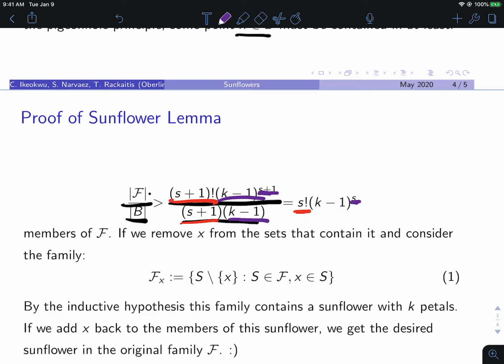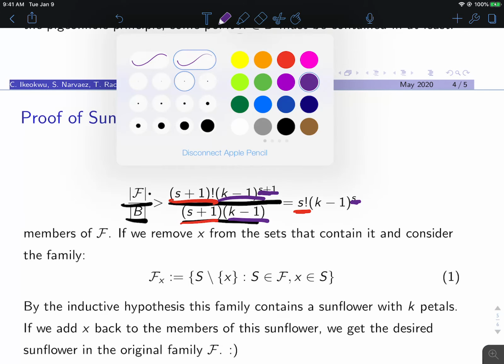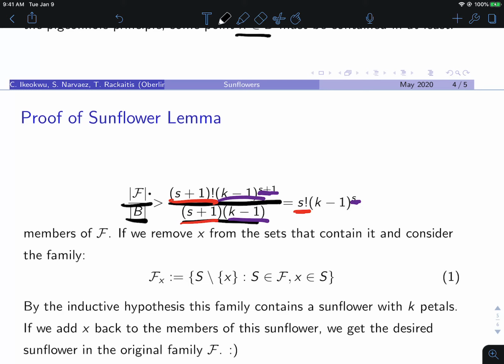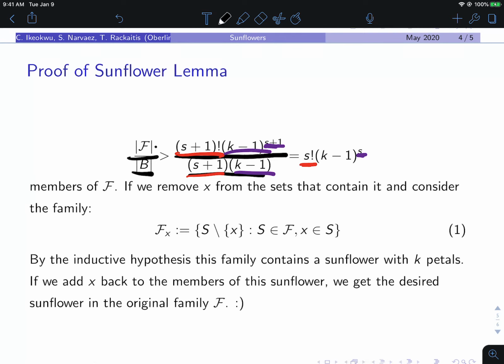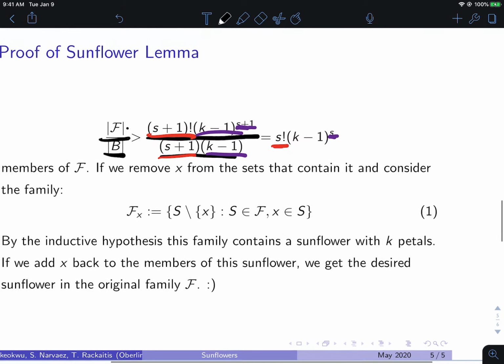And remember our inductive hypothesis. If we remove X from the sets that contain it, we consider the family F of X, where we have the sets containing X and we remove X from them. Now they all have size S, and there are more than S factorial times (K minus 1) to the S of them. So by the inductive hypothesis, they contain a sunflower with K petals. If we add X back to these sets, we still have K of these sets, but now they're all S plus one uniform sets.